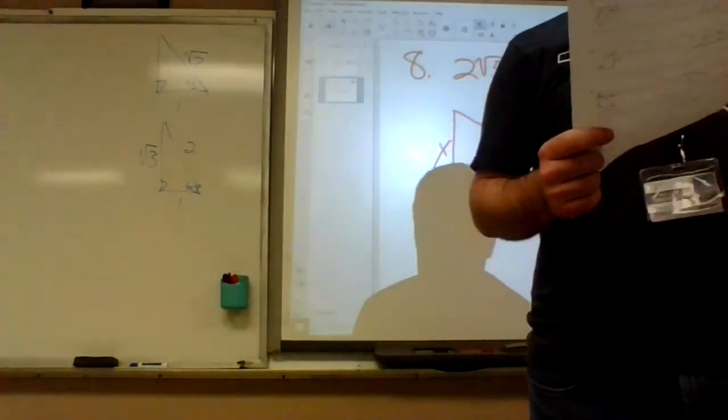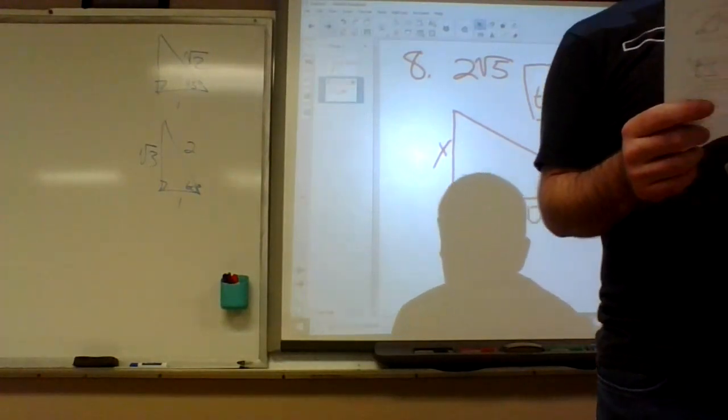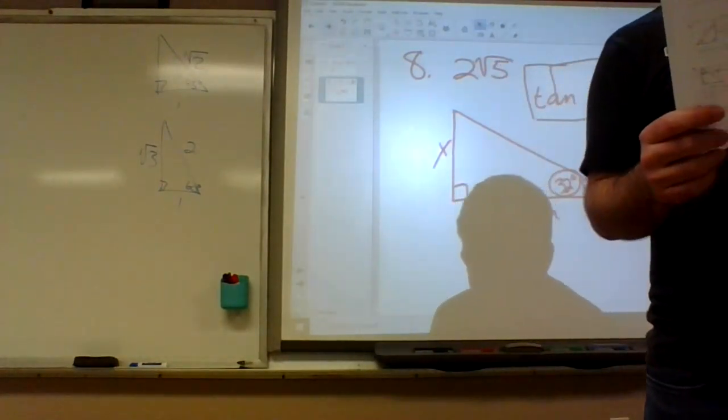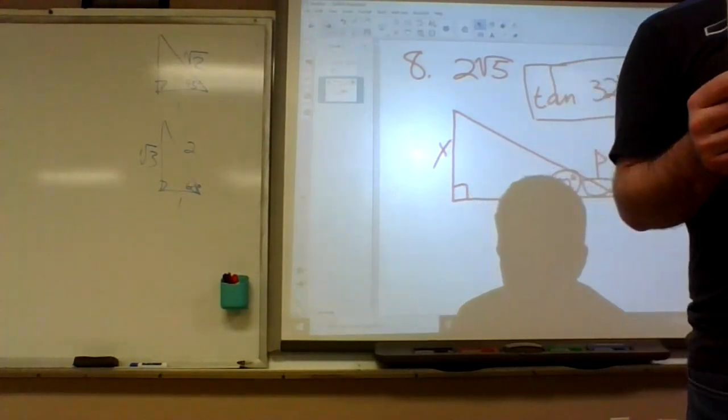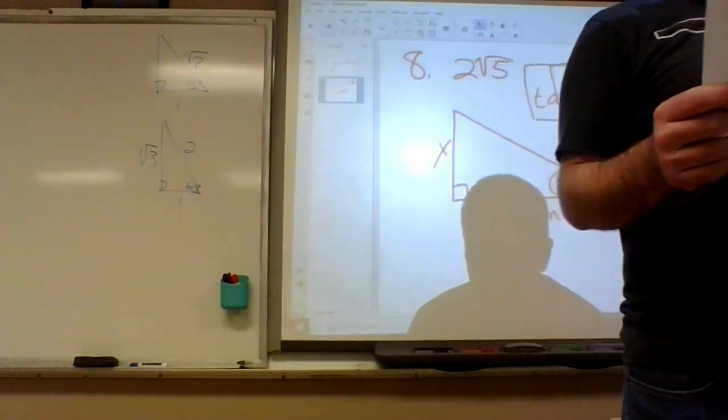What place are we going to? The tenth place, which is the first decimal place. Okay. Unless it's a degree, then we're rounding to the ones place.